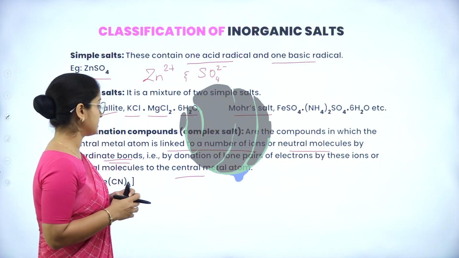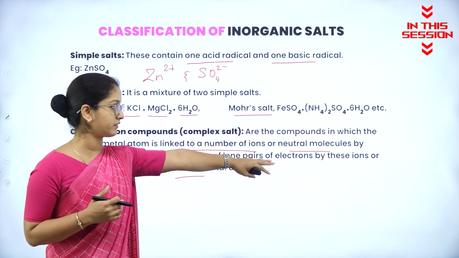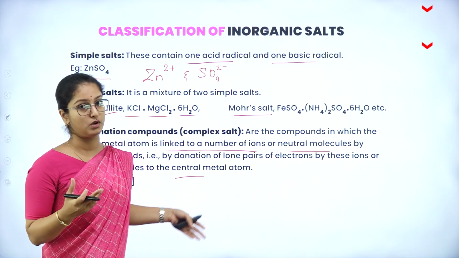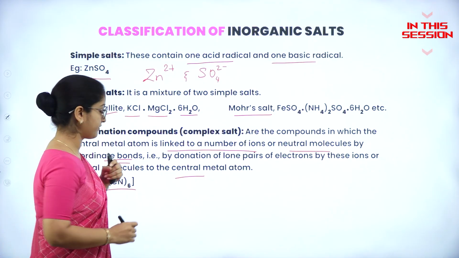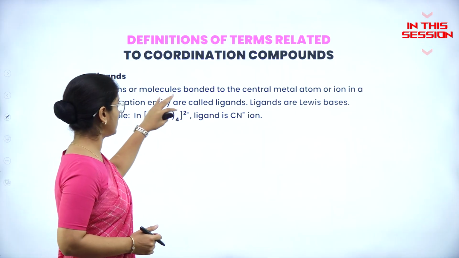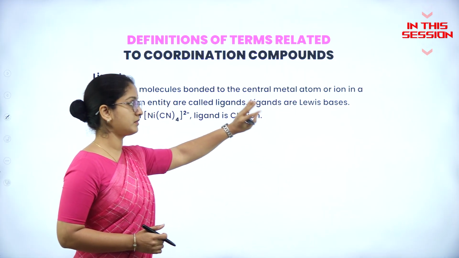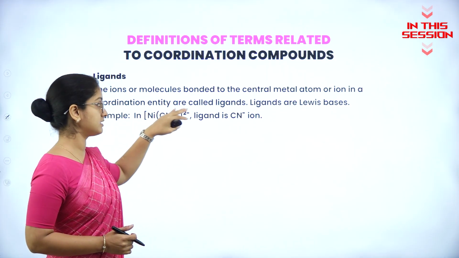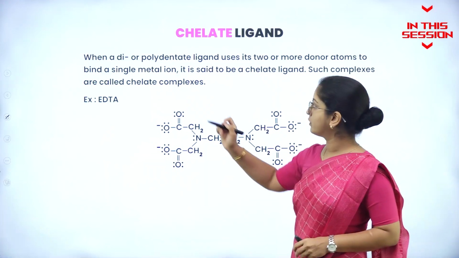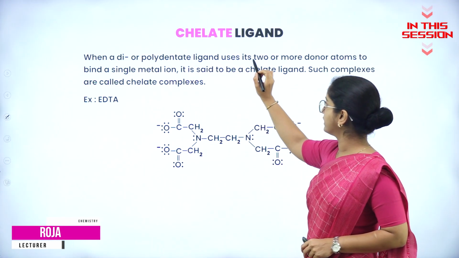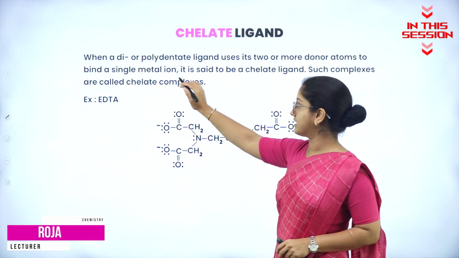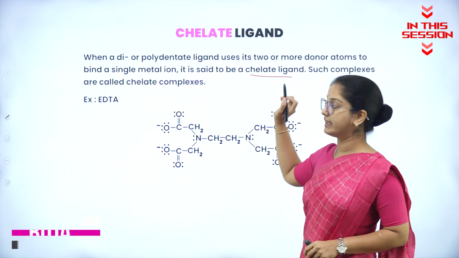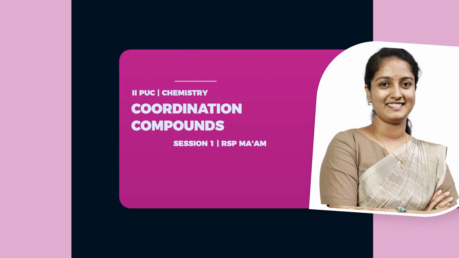So coordinate bond is formed by the donation of lone pairs of electrons by these ions or neutral molecules to the central metal atom. For example, K4[Fe(CN)6]. The ions or molecules bonded to the central metal atom or ion in a coordination entity are called ligands. So when a di or polydentate ligand uses its two or more donor atoms to bind a single metal ion, it is called a chelate ligand.